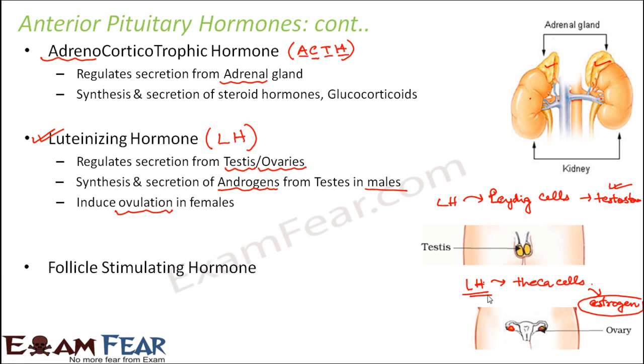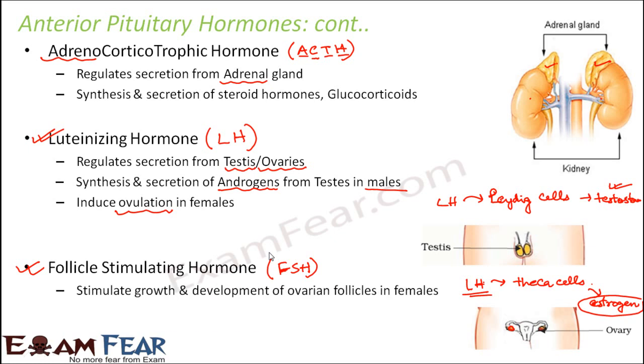Now let us look at the next hormone, that is the follicle stimulating hormone. Follicle stimulating hormone, which is abbreviated as FSH, is very closely linked to the luteinizing hormone because both of them together serve almost similar purpose. So let us see what this is. It stimulates the growth and development of ovarian follicles in females. Now what are these follicles? So ovary we understood, but what are the follicles? The follicles are cyst-like or sac-like structures in which the egg develops. That is known as the follicle, which is also known as the Graafian follicle.